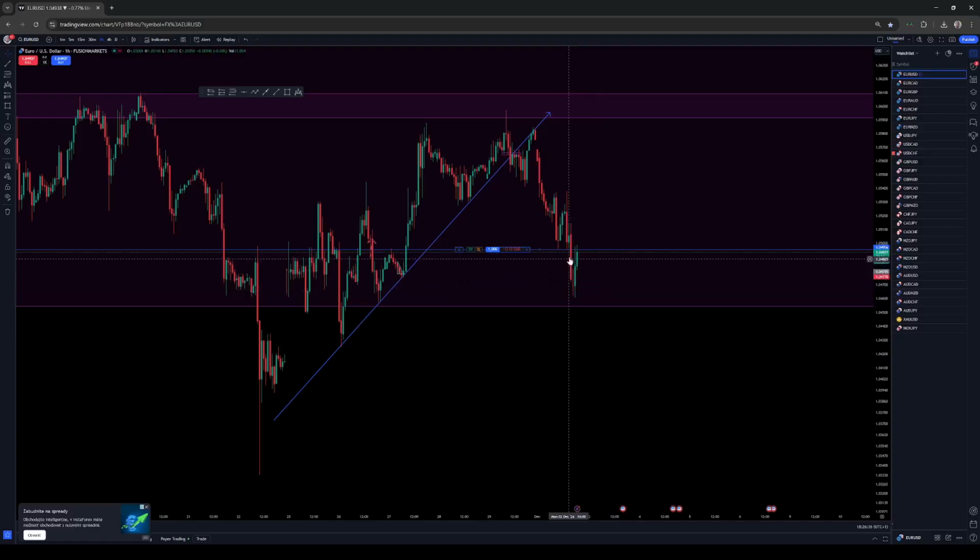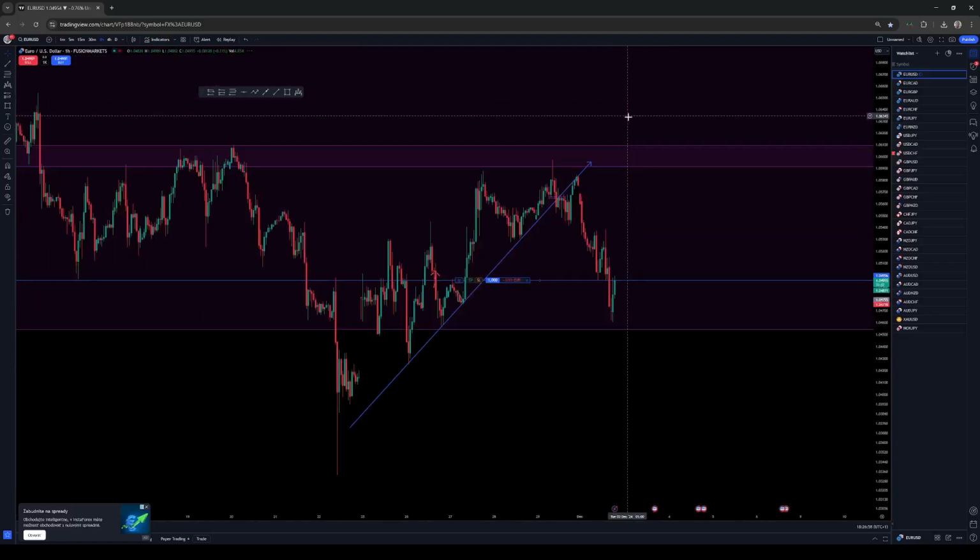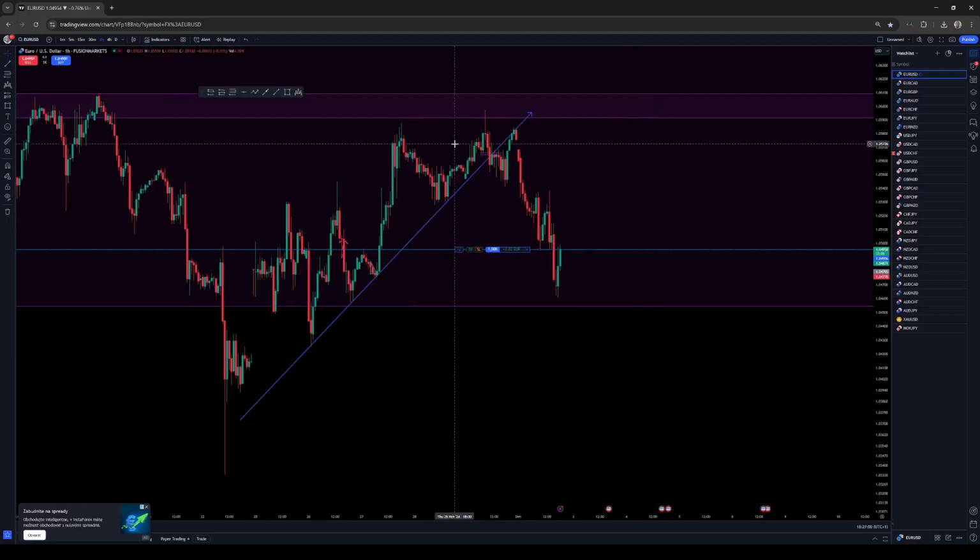I will be buying this one with the targets probably somewhere up here. And if I see any consolidation or retracement, then I will just leave the trade. If I see that it looks like it wants to push higher, I will leave this trade to continue in the upper direction.